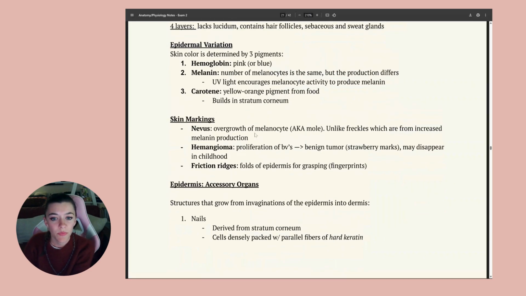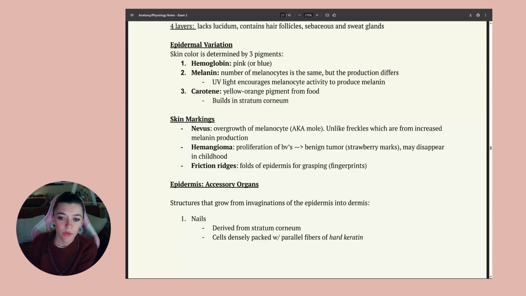Skin markings. You have nevus, hemangiomas, and friction ridges. Nevus, that is an overgrowth of melanocytes, aka moles. Unlike freckles, which are from increased melanin production, this is from increased melanocytes themselves. Hemangioma, that is the proliferation of benign tumors. That's going to make strawberry marks, and they may disappear in childhood.